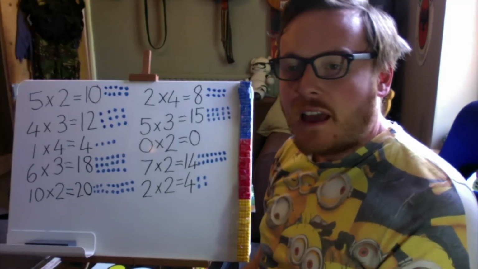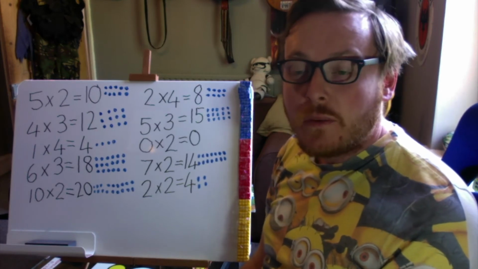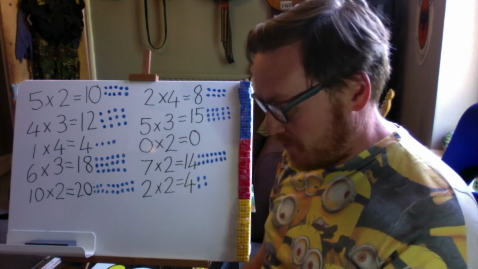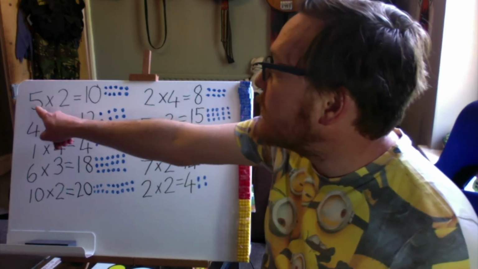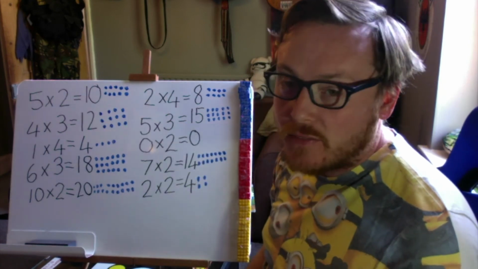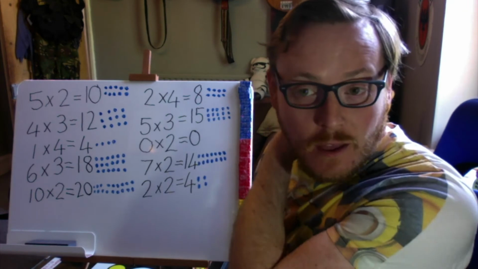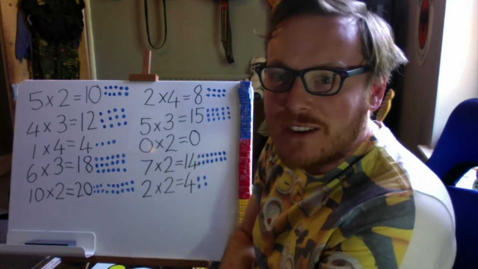Now, because I didn't have lots of space on my board, I chose to do arrays. So I've done some arrays to show you how I worked them out. Now, like I said before, you can do them any way round that you feel comfortable. If you want to do 5 groups of 2, that's fine. If you want to do 2 groups of 5, you will get the same answer. So that is absolutely fine. Make sure you do it the other way around to check, though, to make sure that you're right.